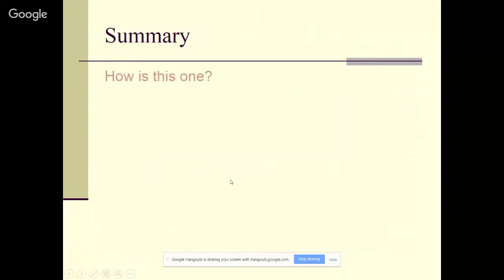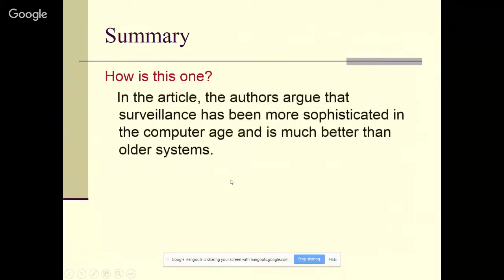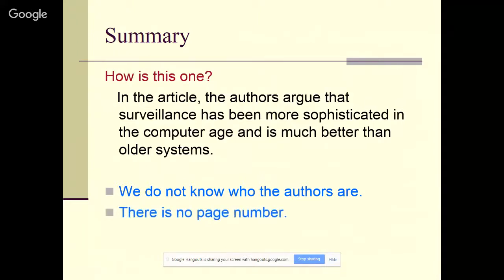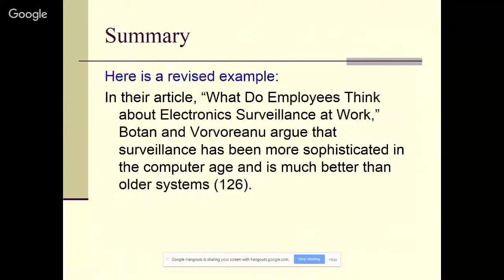Okay, summary. In the article, the authors argue that surveillance has been more sophisticated in the computer age and is much better than older systems. Take a chance to reread this and pause if you need to think about why this is plagiarized. We don't know who the authors are. It just says the authors. There's no page number. We need to indicate what page it came from.